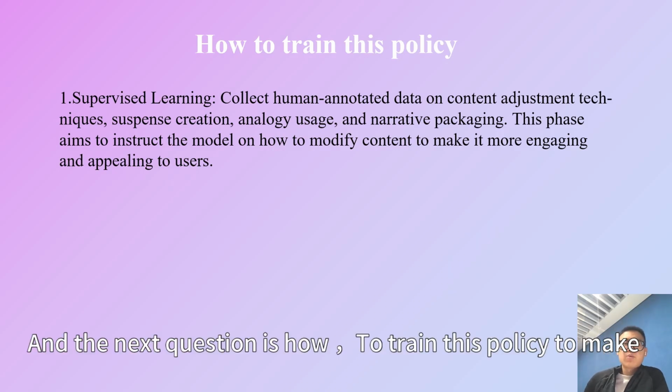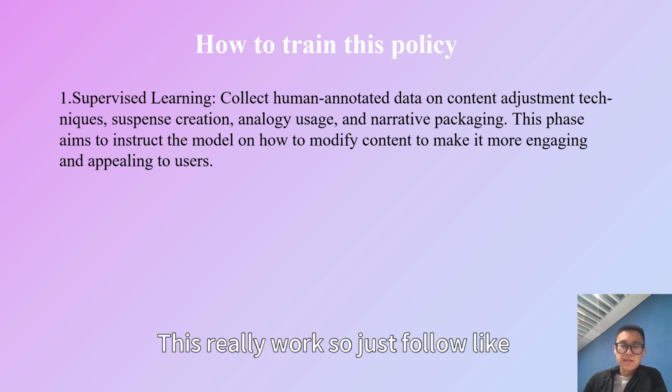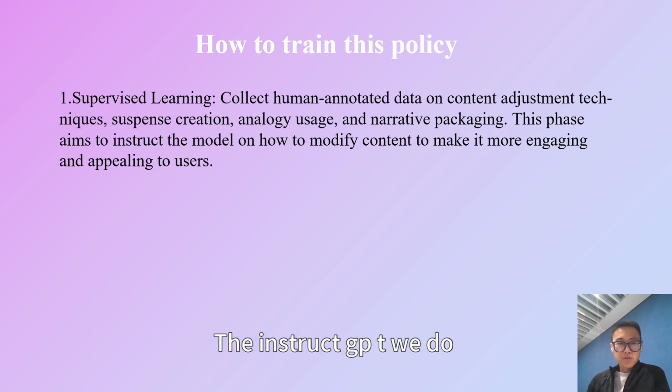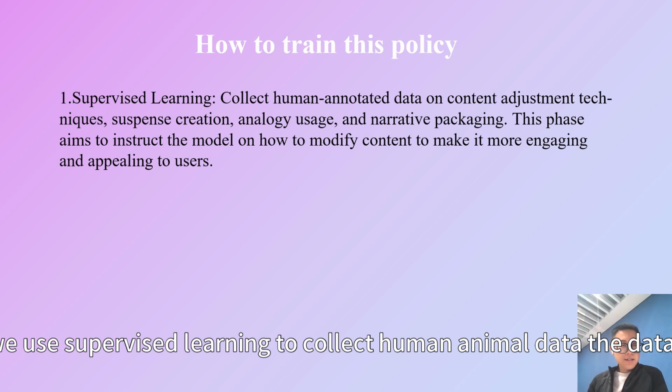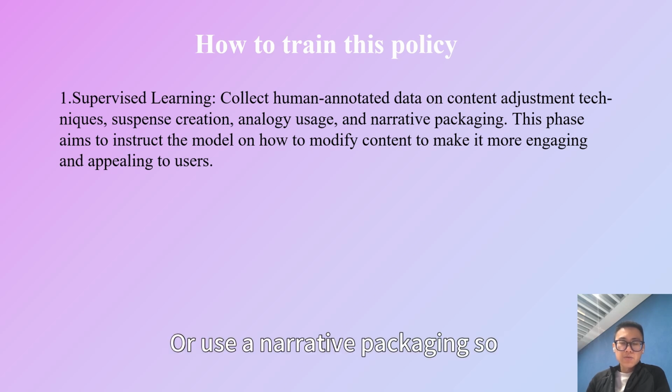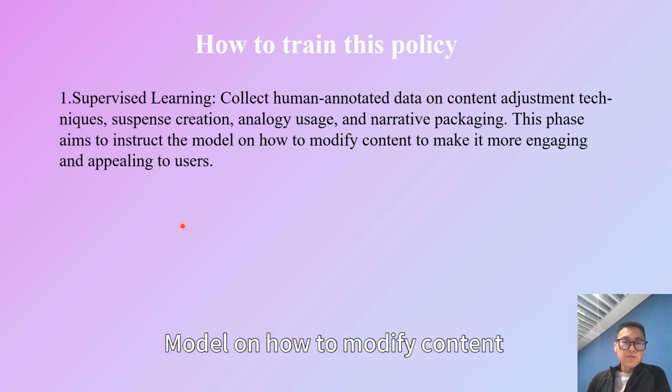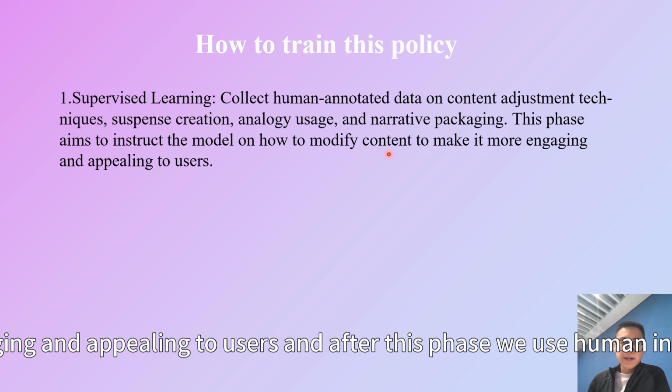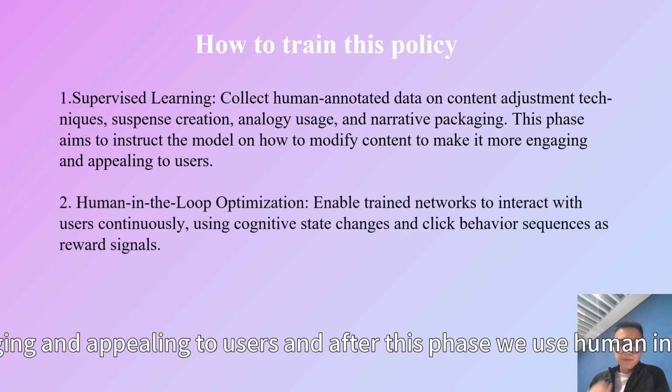And the next question is how to train this policy to make this really work. So just follow InstructGPT. We do 3 steps. The first is we use supervised learning to collect human annotated data on content adjustment techniques, such as suspense creation, analogy usage, or narrative packaging. This phase basically aims to instruct the model on how to modify content to make it more engaging and appealing to users.